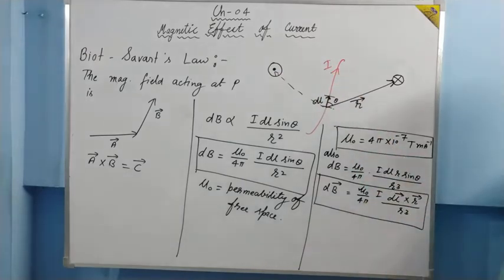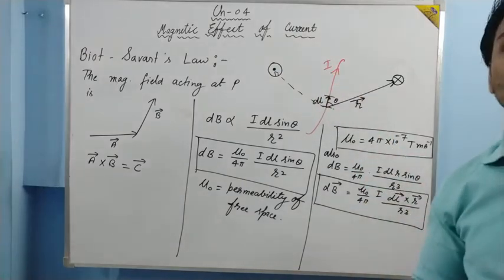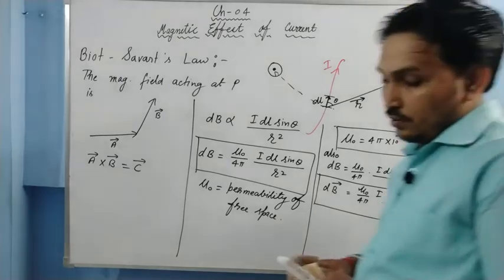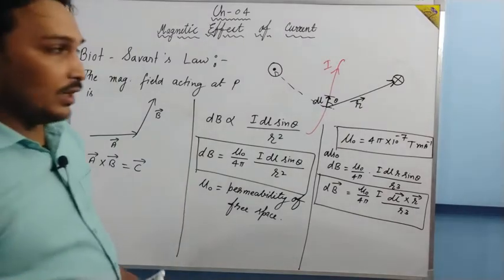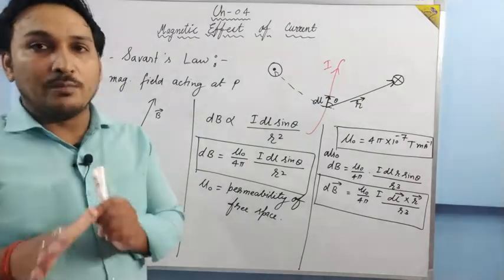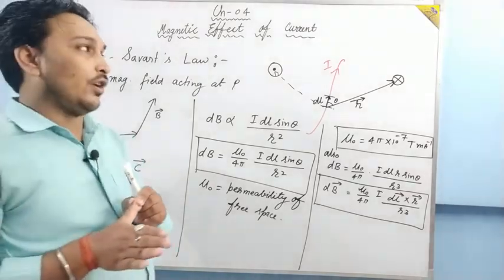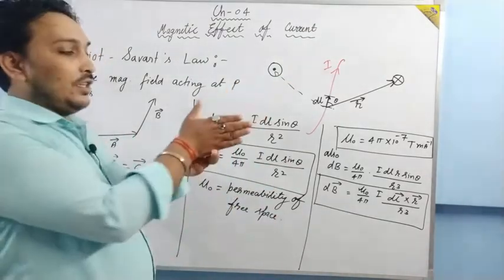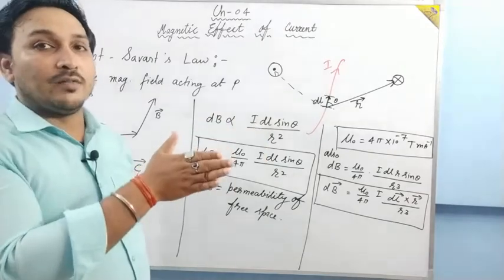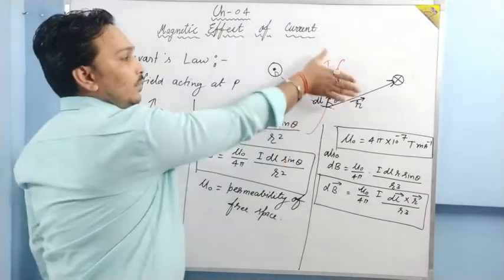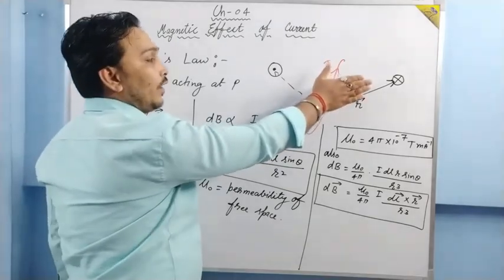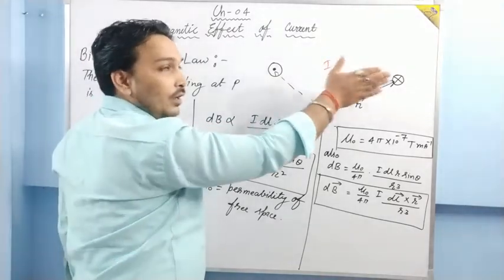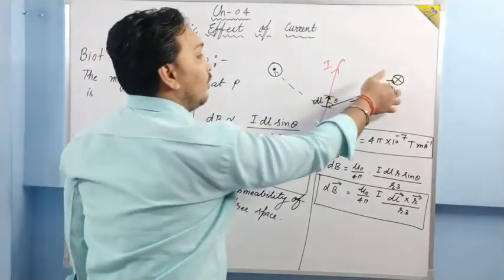Is it clear? One more rule is there. You can apply it for yourself. This rule is the easier one. The thumb you have to indicate towards the current, and these fingers towards the point where the magnetic field is to be calculated. Thumb is there towards the current, and this finger towards this point where the palm face is indicating inward. Inward, the magnetic field will be in the inward direction.